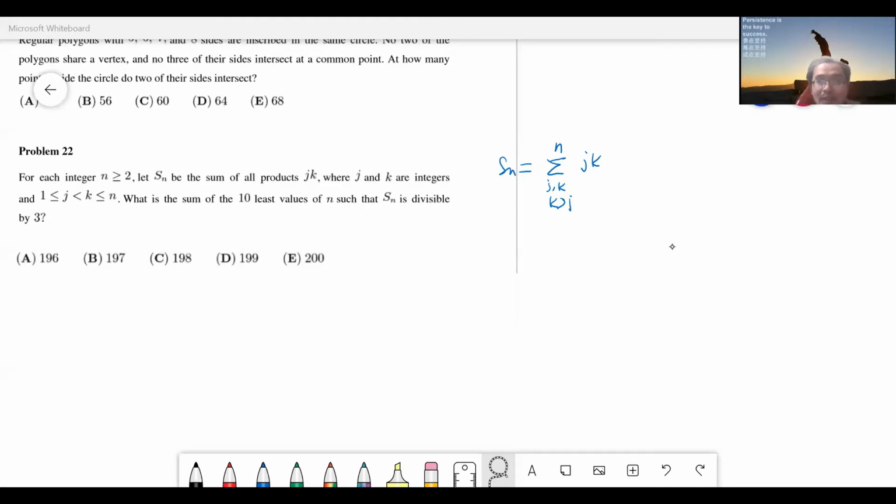Okay, so this is about sequences and series, right? We call Sn the sum of all products jk. So we can write this in summation notation. The summation of jk, where k is greater than j, all the way to, I think it should be n minus 1, right? n minus 1. Then we're going to do j times k, the product of j times k.